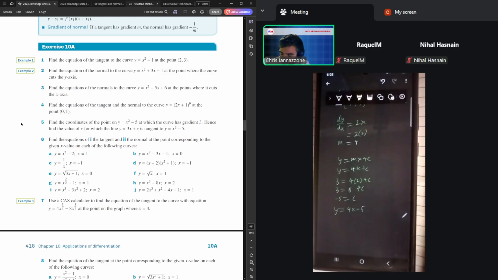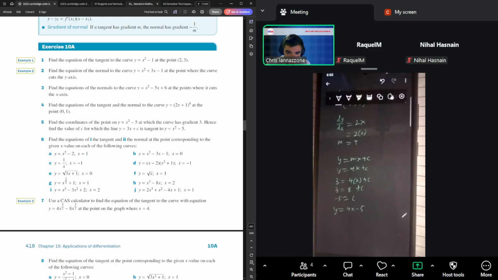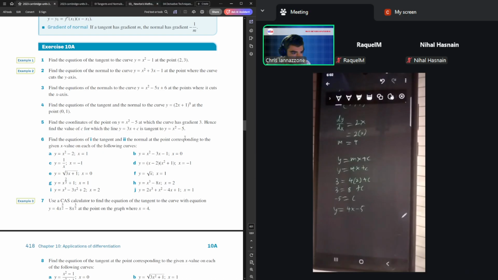Those are the fundamentals there. We only build on it from there. Any questions about how that came about? If so, let me know. Otherwise, we'll move on to trying question 5.1 now.